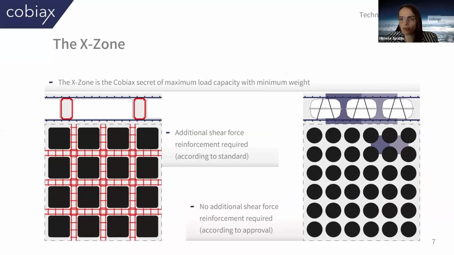In areas where the shear forces are more than the shear resistance of Cobiax, in those areas we are not allowed to put the Cobiax void formers. And in areas where the shear forces are less than the shear resistance of Cobiax, in those areas we are allowed to put the Cobiax void formers. This is the reason that in areas where we put the Cobiax void formers, we don't need those additional shear force reinforcement, since the shear forces are less than the shear resistance of Cobiax. So we have savings in the shear force reinforcement.